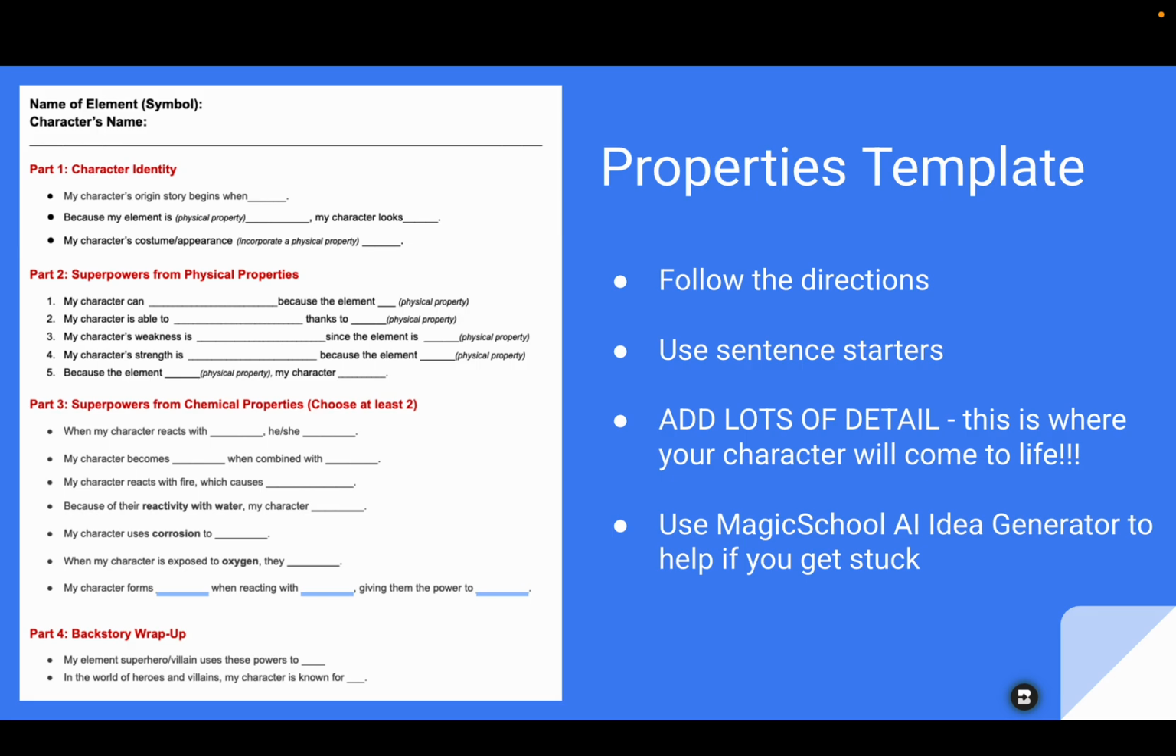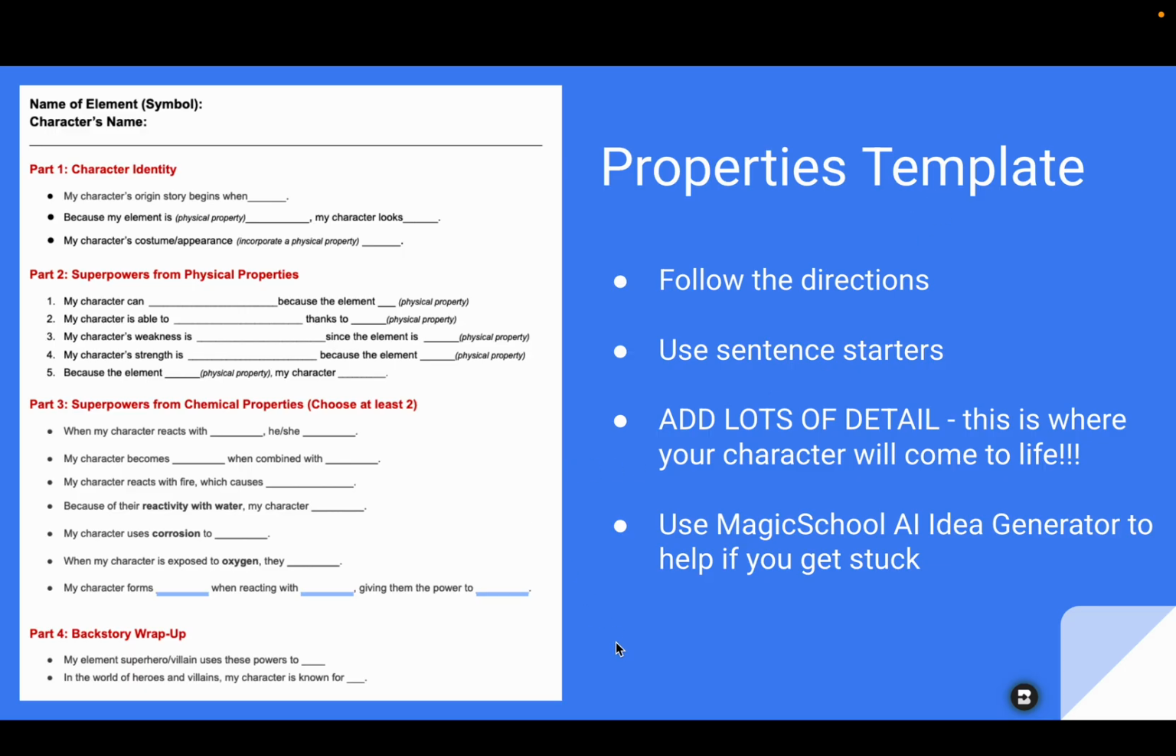I don't know, whatever. Part 3, this is from your chemical properties. Now, you only have to choose 2, but if you want to do more than 2, you can. You only have to choose 2. So read those sentence starters and find out which one is most interesting to you.